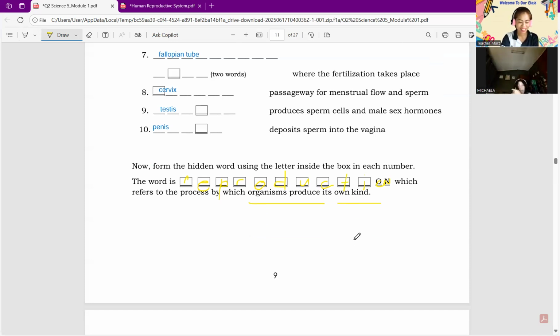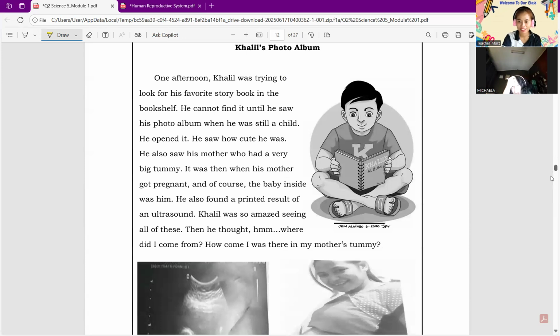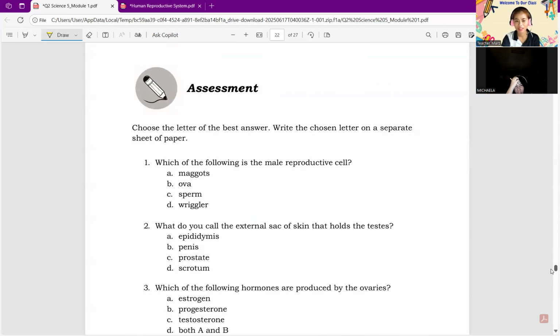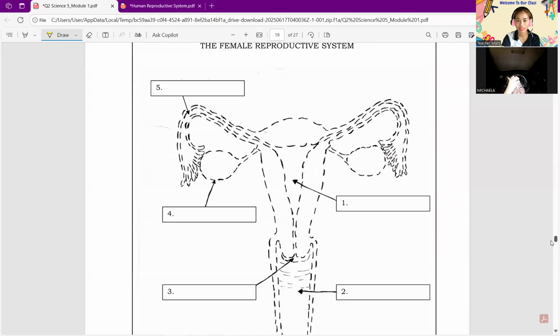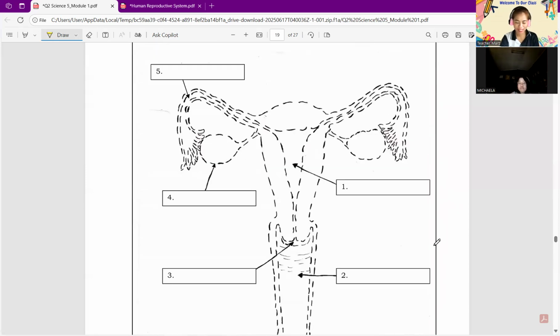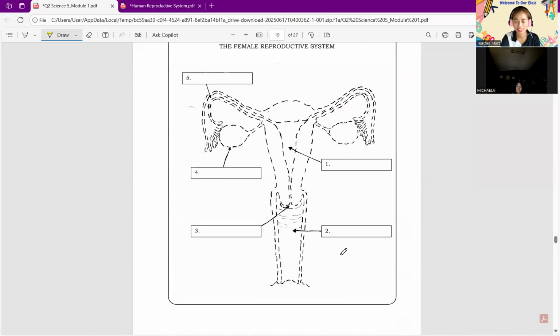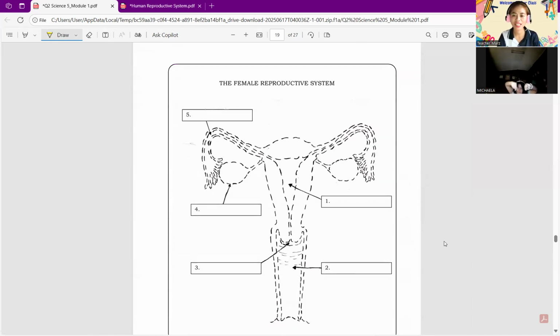Okay? So let's try to have one last exam here. Let's try to identify its parts in this female reproductive system. Can you try to identify its part? What do you think would be the number one? Uterus. Very good. Uterus. Okay? What is uterus?